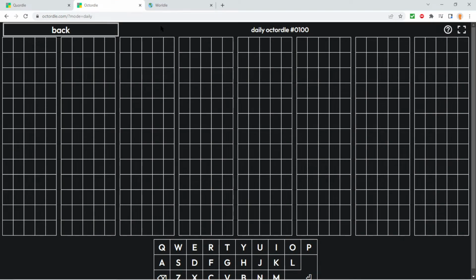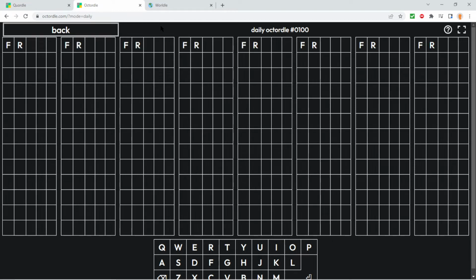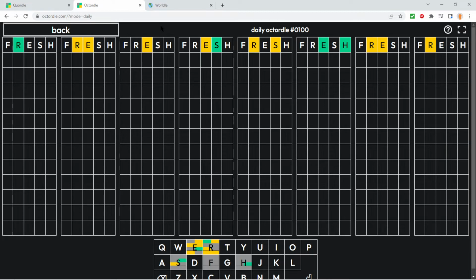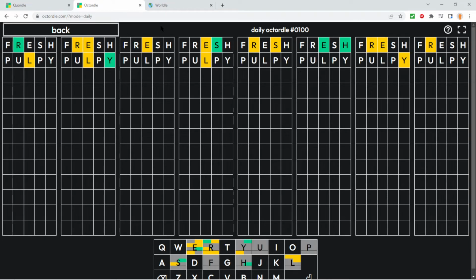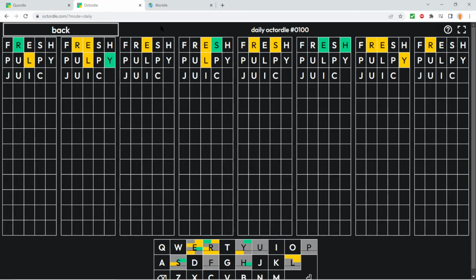And for the Octordle, I'm going to be using orange juice themed words. And even though this may not be the best starter, I'm just going to be using three words that are my definition of orange juice. Fresh. Pulpy. I know that's not a great word. And juice, obviously. That actually got us quite a bit. There's E's in almost every word here. A fair amount of C's. Yeah, this actually worked out better than I expected.